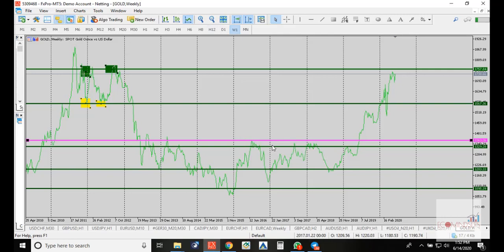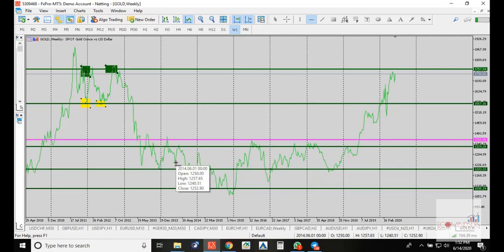All right, so you can see the touches over here. One touch here, and then we have another touch, another touch, another touch over here. So that qualifies this to become both support and resistance, a support turned resistance, or resistance turned support.